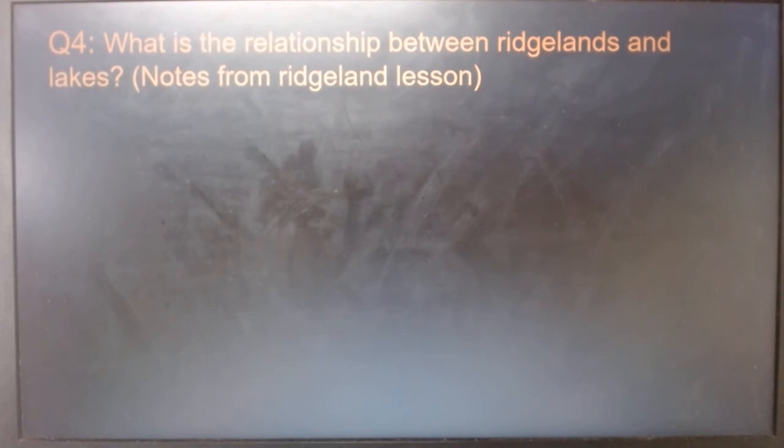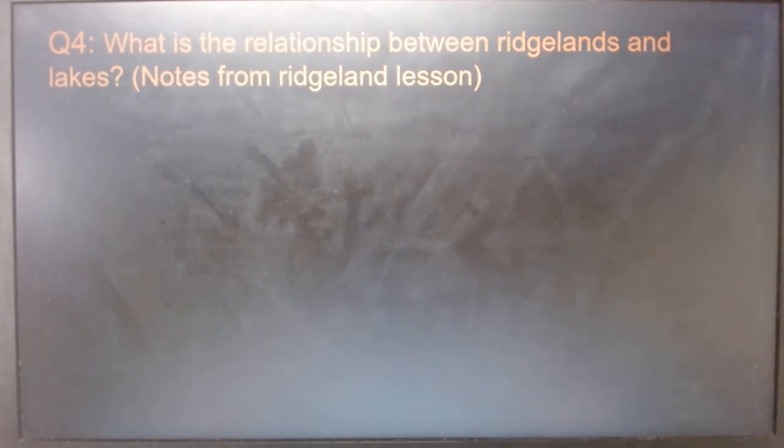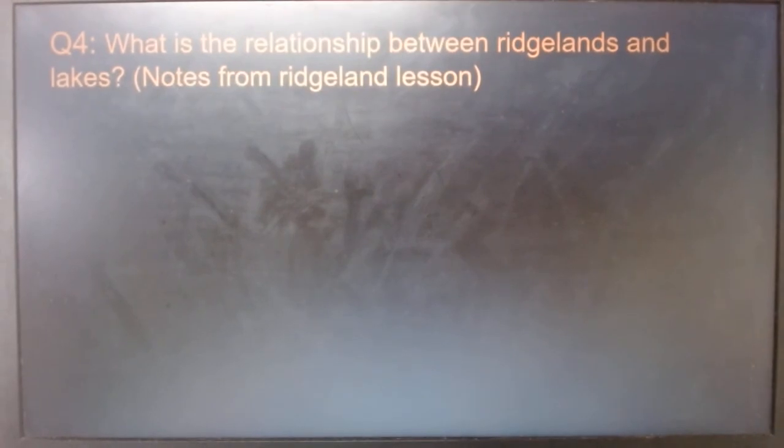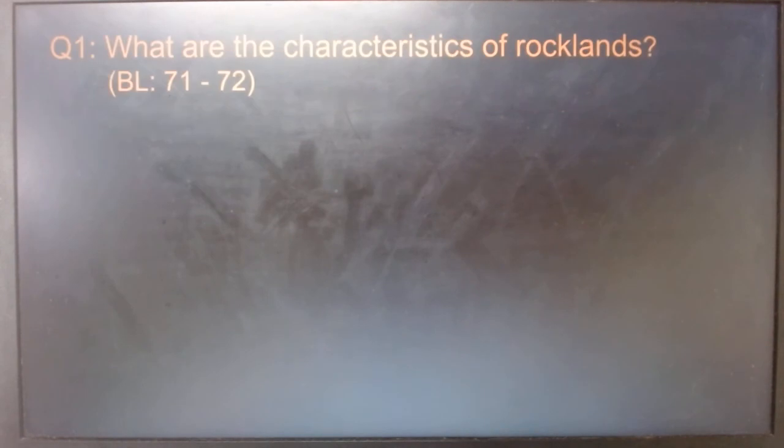Question 4, what is the relationship between ridgelands and lakes? The best answer to this is in your notes from your ridgeland lesson, so I'd look back in your notes for that. Most places that have ridgelands will have lakes beside them, Lake Cunningham for example in New Providence. So why? I'll be answering all of these at a later time. That's 4 quick ones about ridgelands. You should be able to get quite a bit of information down for those 4.